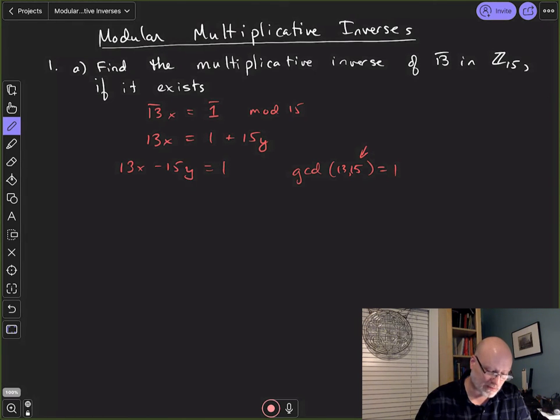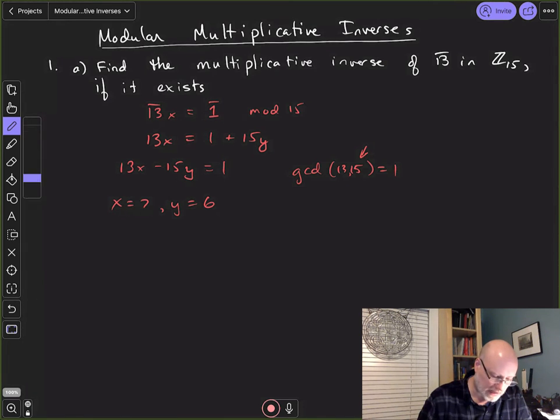But I do know that, for instance, when I look at this, if I multiply x times 6, I'm going to get like 91. But 6 times 15 is 90, so that's what I'm looking for. So I have x equals 7 and y equals 6. Now, I don't really need the y equals 6, because that was just to help us solve the problem. What we really wanted is the x. So what this allows us to say is that the multiplicative inverse of 13 bar is 7 bar.